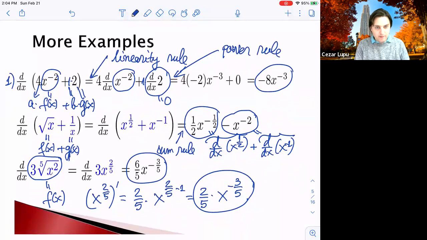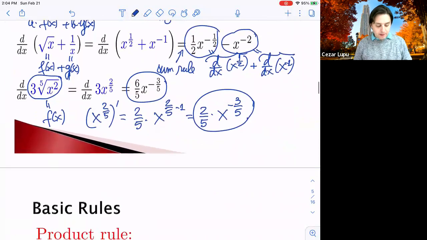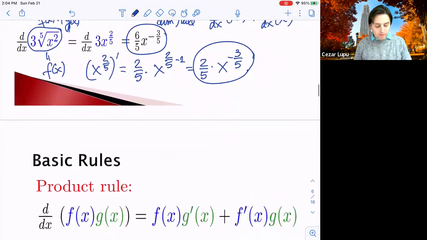Right? So these are how we apply the basic rules. But now there is more. There are more rules that I would like to talk about. Okay, and I'd like to start with the following.